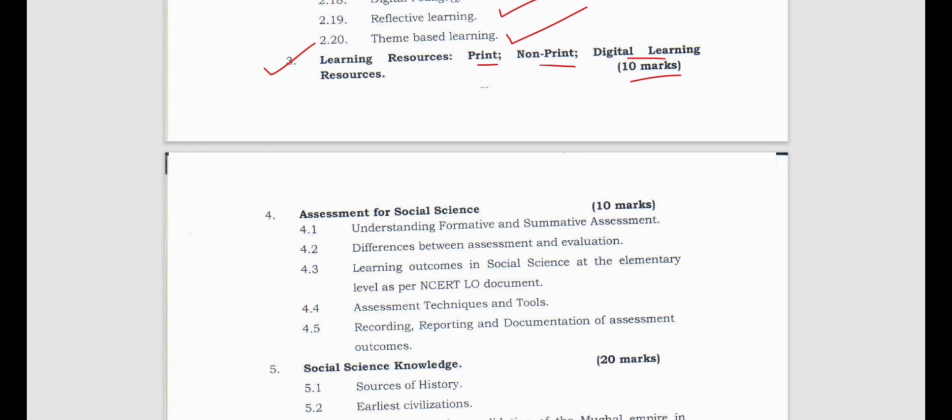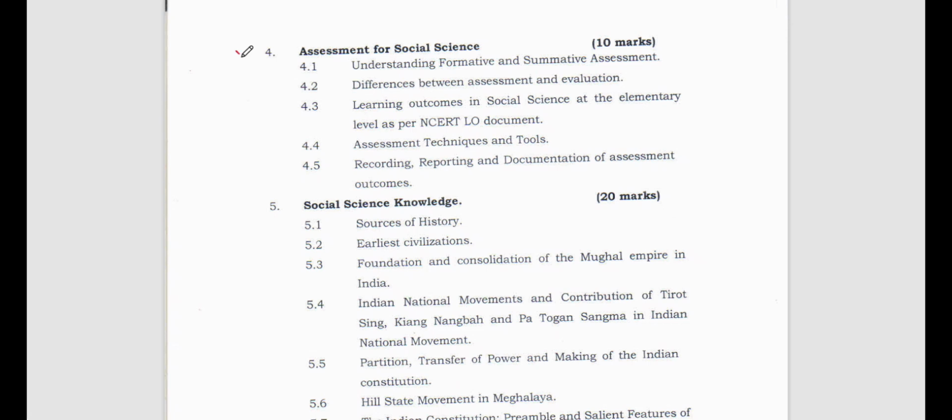Now we have number 4, and in number 4 we have assessment. What is assessment? Assessment for learning, assessment of learning, assessment in learning. And there are two types of assessment basically, that is formative assessment and summative assessment. Formative assessment means the type of assessment which takes place during the course of study, which means the class test, the recapitulation. So all this comes under formative assessment. And summative assessment means the type of assessment which takes place at the end of the session, which means the half yearly examination, the annual examination, the semester exams, right?